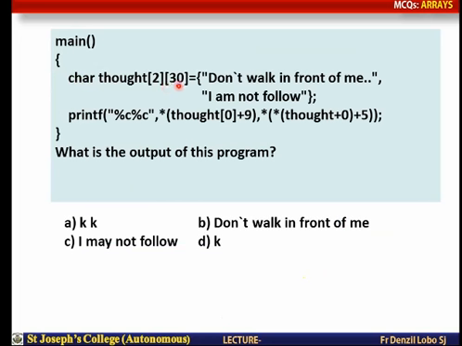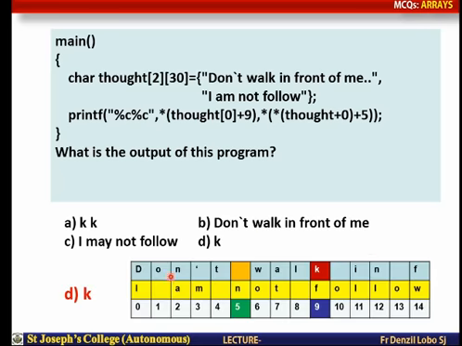Here you have got a character array, thought 2 by 30. There are 2 strings here. The first string will go into the first, the second string into the second. Now you have to print with %c, so you are printing only the character. Thought 0 plus 9: thought 0 refers to this, plus 9. So what is going to happen? Star star, thought 0 plus 5. So what is the answer? It is going to be D. Why? Only K is going to be printed as you see here.